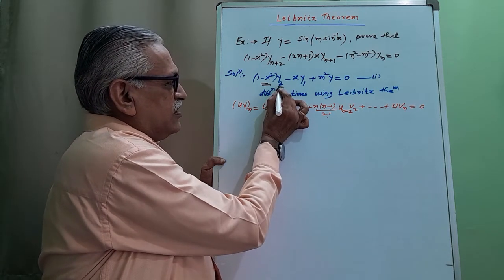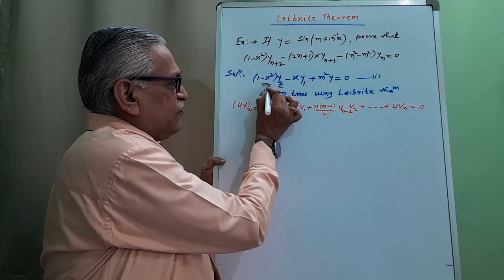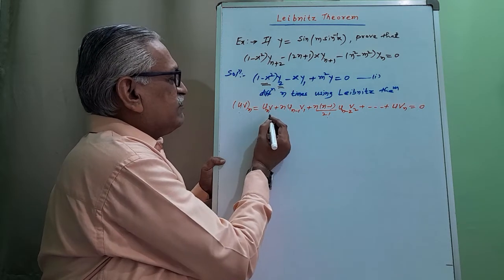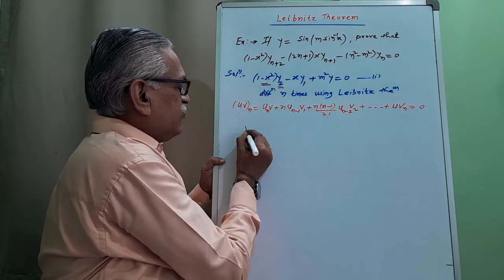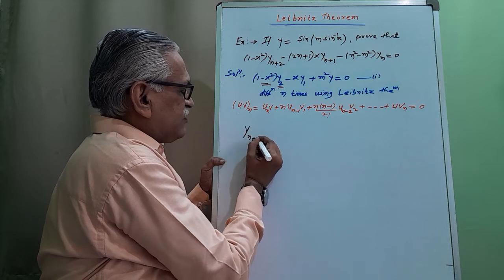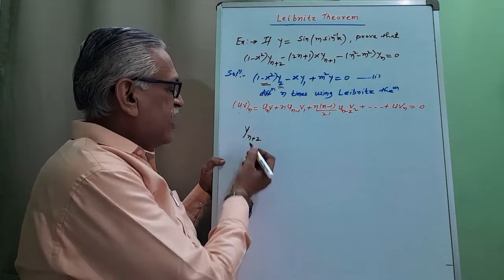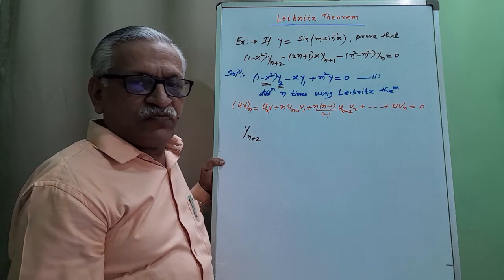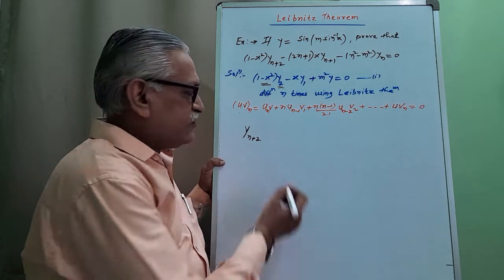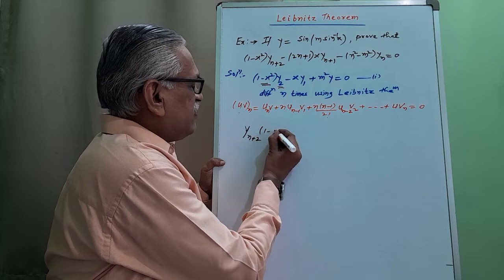Applying Leibniz theorem for the first term, u_n means the nth derivative of y2, we get that term as y_(n+2). It's very simple. Add suffix n to that suffix 2 to get that nth derivative, into v, which is 1 minus x square.